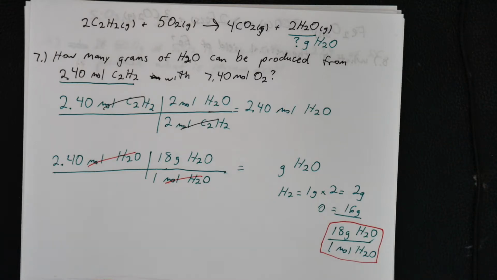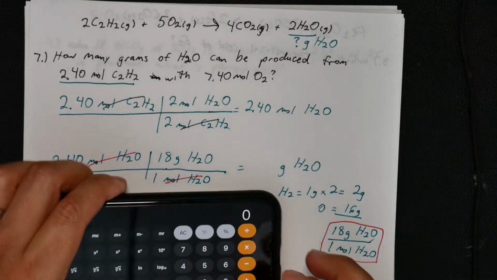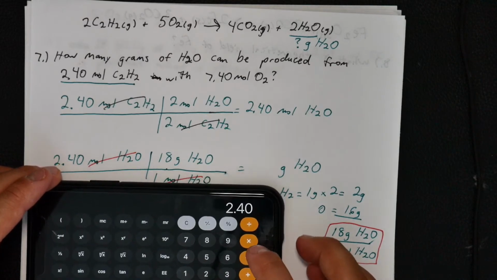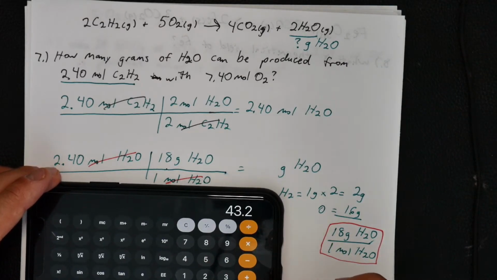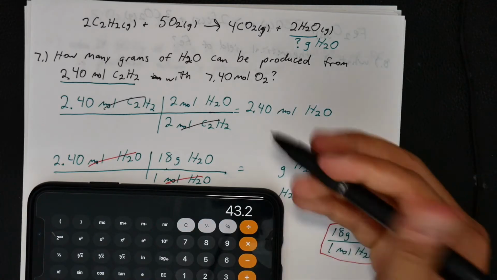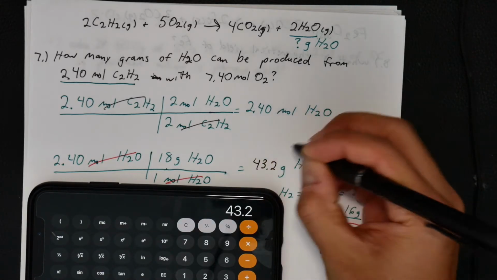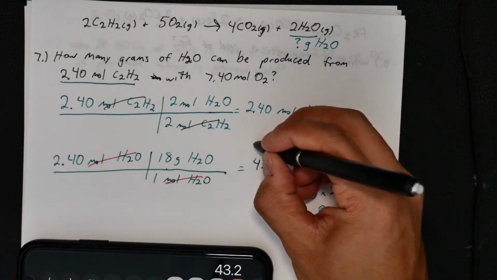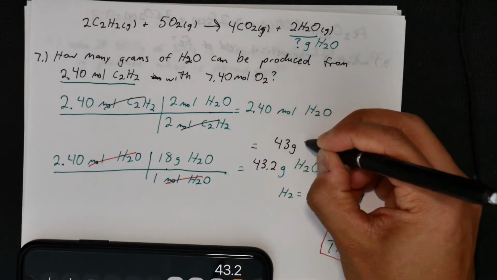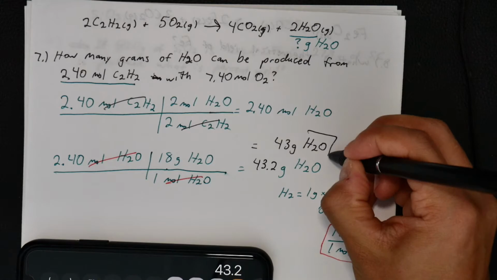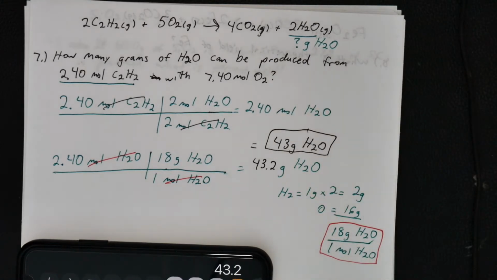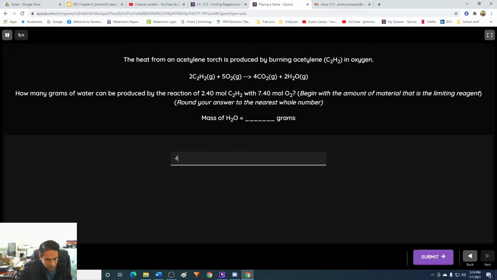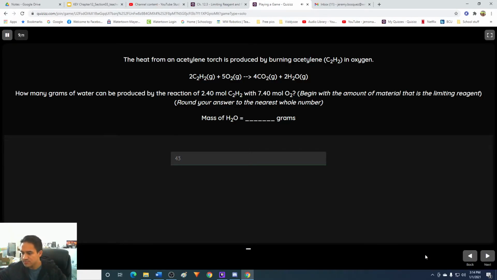And we are going to take 2.40 times 18. We get 43.2. And the problem says round your answer to the nearest whole number. So I'm going to round this to 43 grams of H2O. Let's switch back to our quizzes here, type in 43 and hit submit. And there we go, we got it. Awesome.